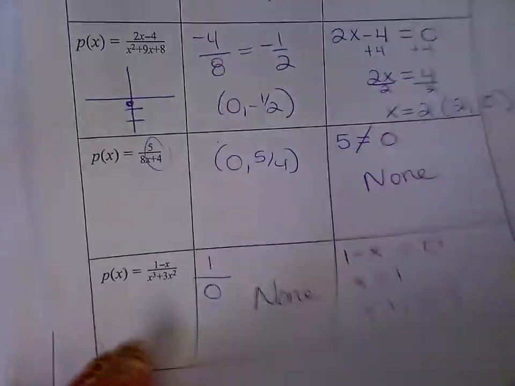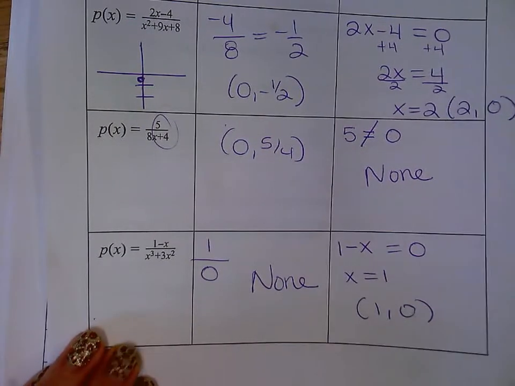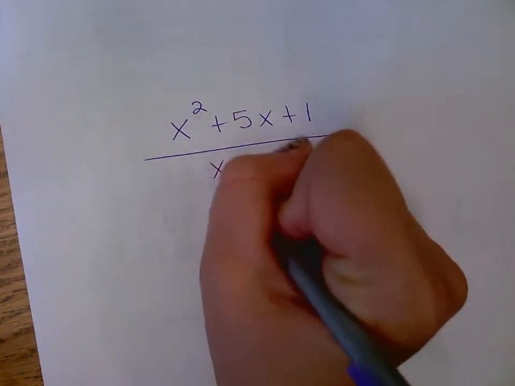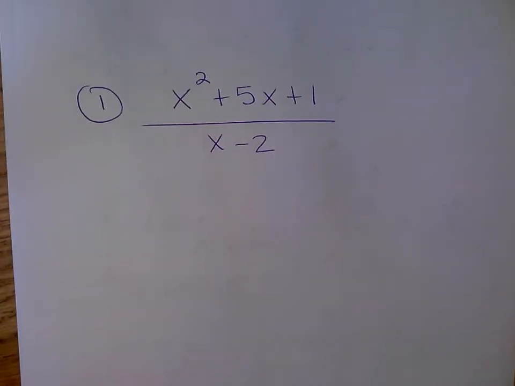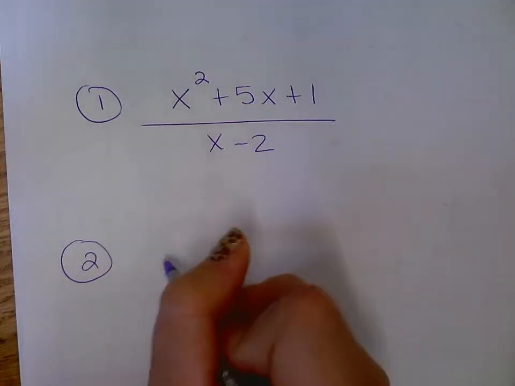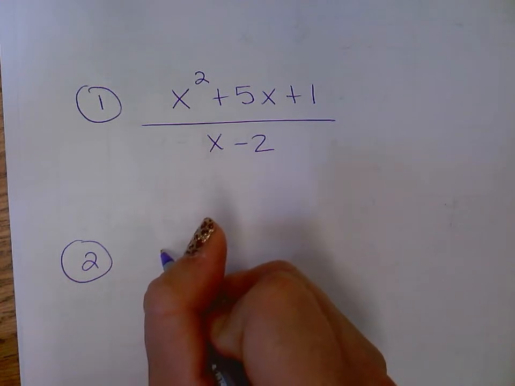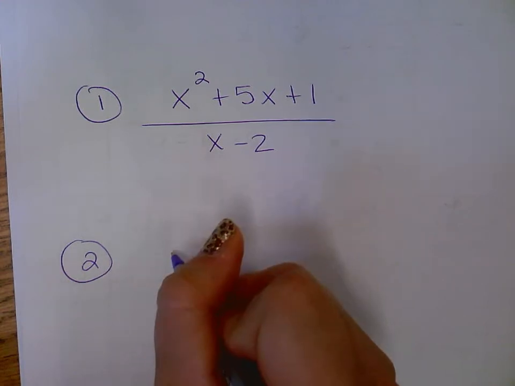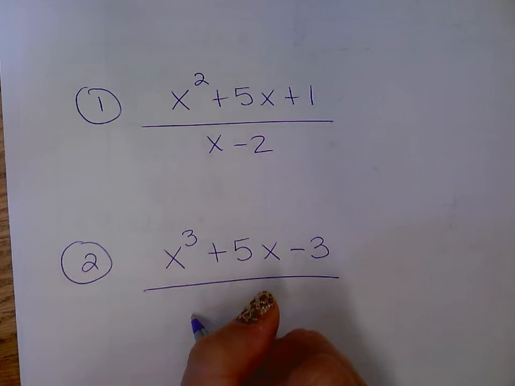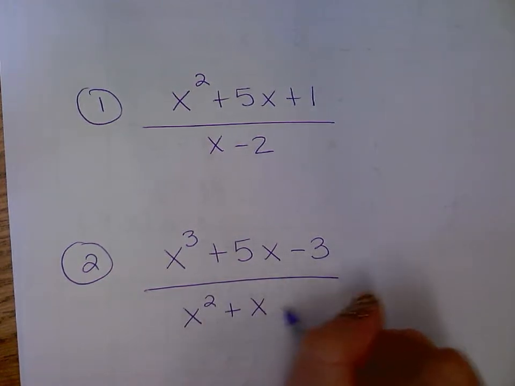So the next part that I wanted, can I move that now? There's a blank page on the back of 204. See the blank page? I'm going to give you 2 division problems I'd like you to try. Division problem number 1, you could write down x squared plus 5x plus 1 all over x minus 2. See if you can divide it. And the other one is x cubed plus 5x minus 3 divided by x squared plus x plus 7.